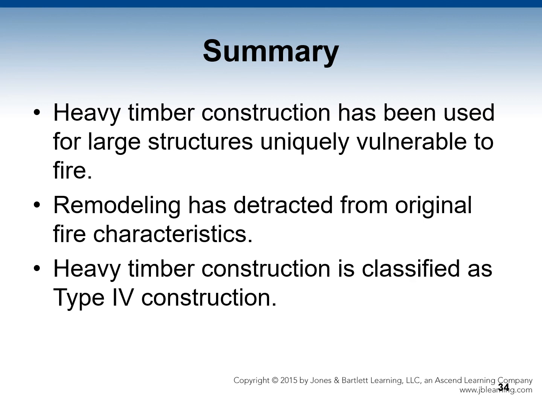For example, steel trusses or girders may have been inserted, making it possible to remove some columns. The new trusses, by their nature, do not have the inherent resistance of the massive wooden columns and beams that they replaced. Today, heavy timber construction is classified as Type 4 construction.